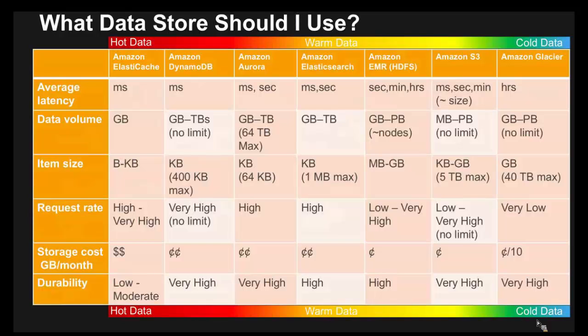This is typically used for storing hot data sets with very low latency, 1 millisecond or less, especially within the same AZ. The data volumes are typically in the order of gigabytes, the item sizes are in the order of bytes to kilobytes, the request rate tends to be high to very high, and the storage cost per gigabyte tends to be slightly higher. As you move towards the right, in the case of DynamoDB, the average latency is about 3 milliseconds. Item sizes are about 400K, etc.